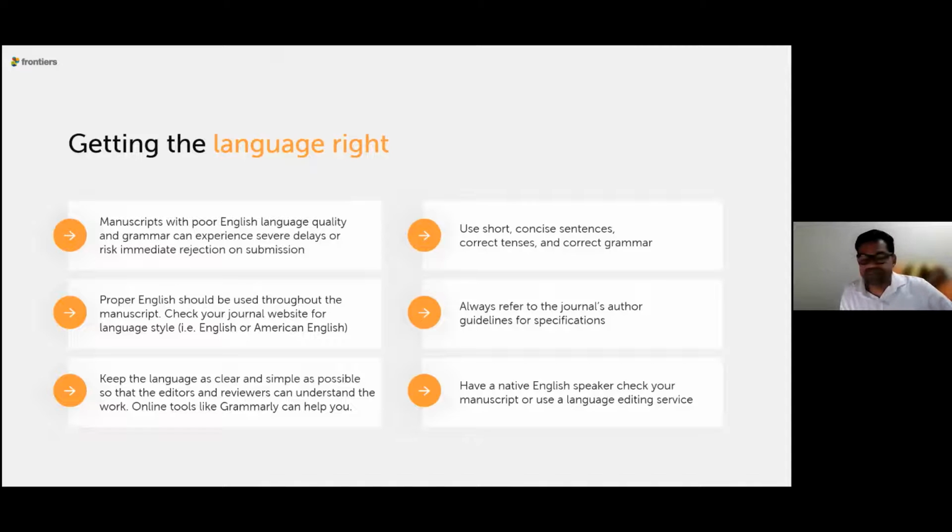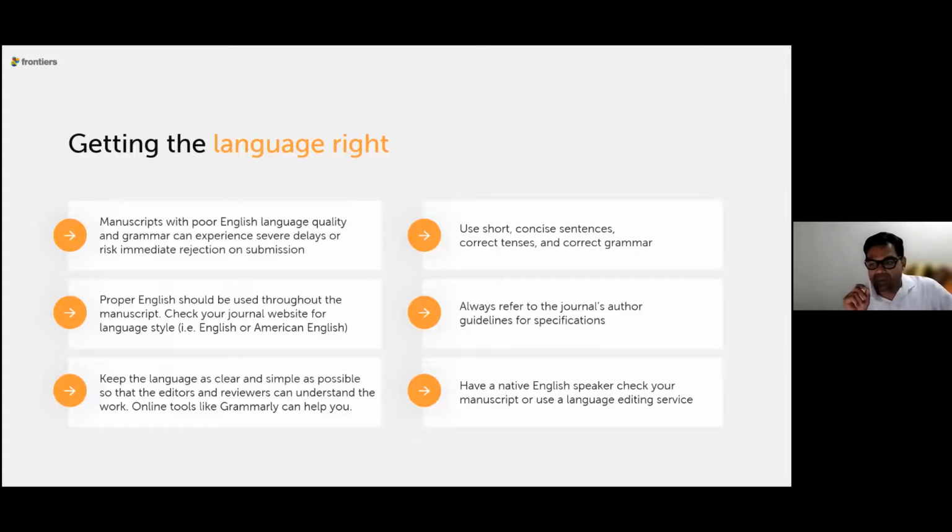Manuscripts with poor English language quality and grammar can experience severe delay. So as I mentioned earlier, I think we should really ask our colleagues or supervisors, we should submit something not really very poor. And I personally understand, I also don't come from an English-speaking country, but I think this is very important. Your reviewers and editors don't really have time and they won't improve your grammar. So you should really submit a paper with good English language quality, okay?